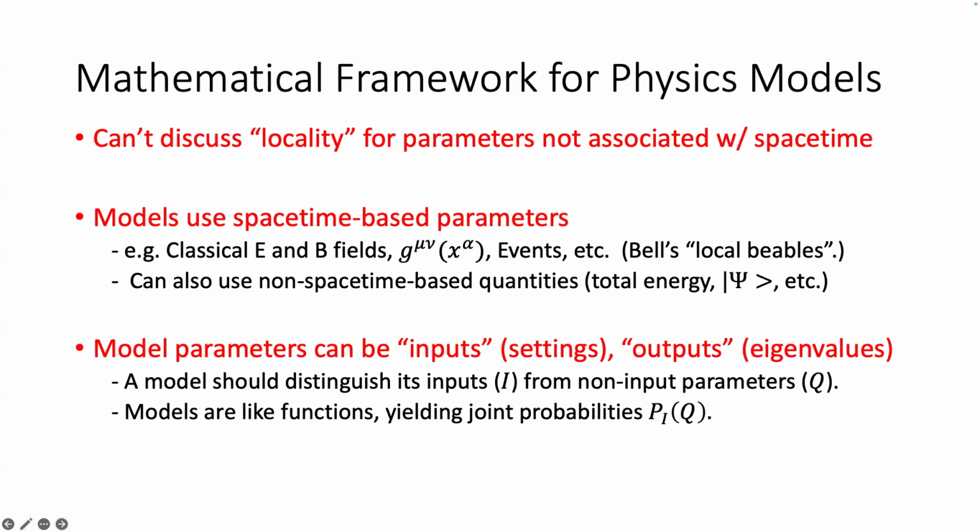And what should a model do? A model should give me a probability distribution. If I set my inputs I to be some values, it would say those other things you can't control should be this value with these probabilities. It's just a function. If I put I in, I get a probability distribution over Q out. That's a model.